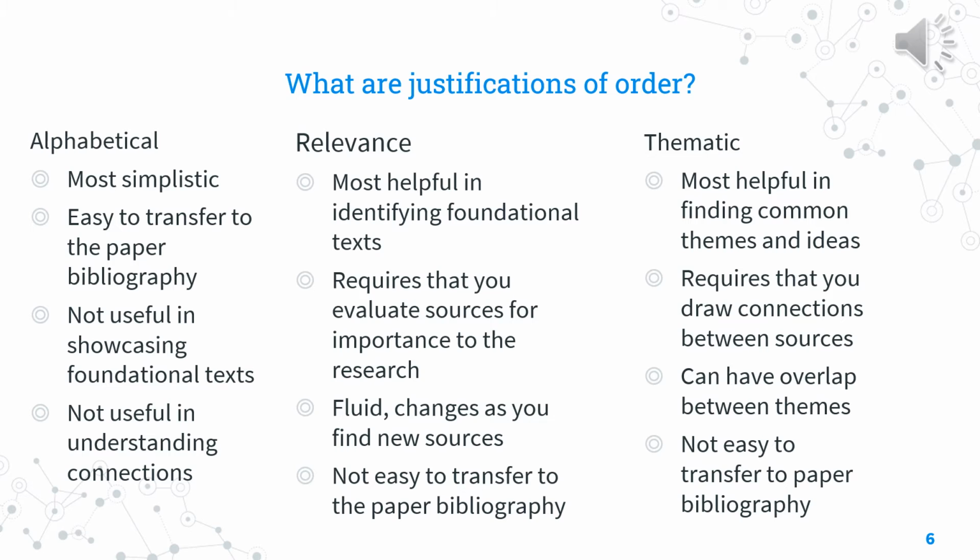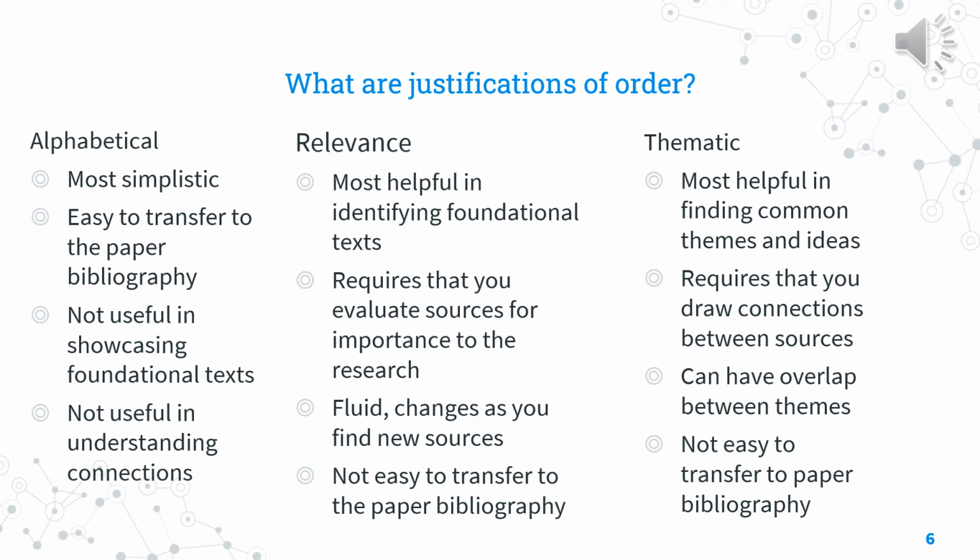Let's begin with alphabetical. The alphabetical organization is the most simplistic and the easiest to transfer to the paper bibliography. However, alphabetical organization is not useful in showcasing foundational texts, nor is it helpful in understanding connections between various sources. It's good for the reference page of your paper, but not so much for an annotated bibliography.